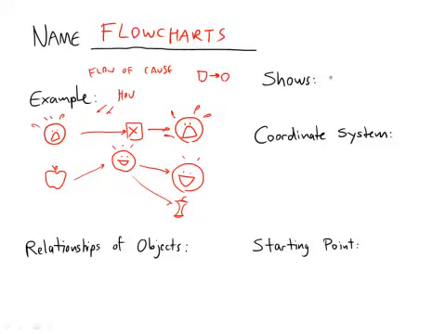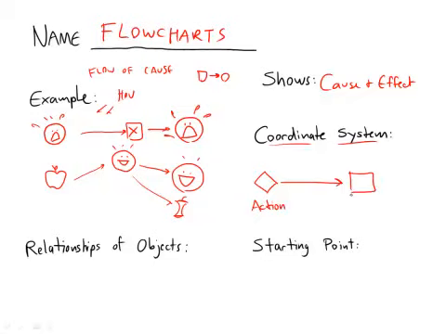So what does a flow chart show? Well, it shows cause and effect. What is the coordinate system that we want to use when we want to draw one of these flow charts? The coordinate system of a flow chart is very simple. It starts with an action, which then leads to a response.